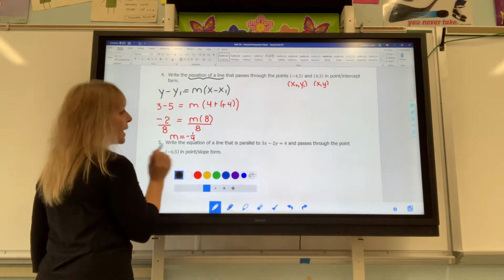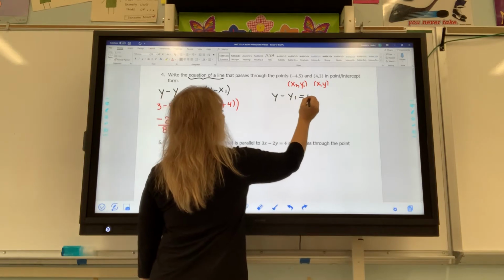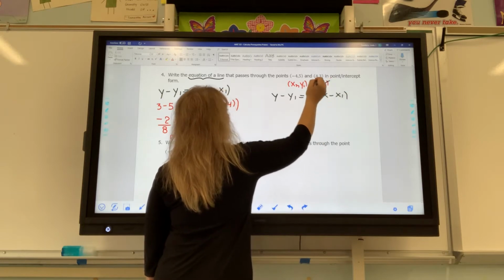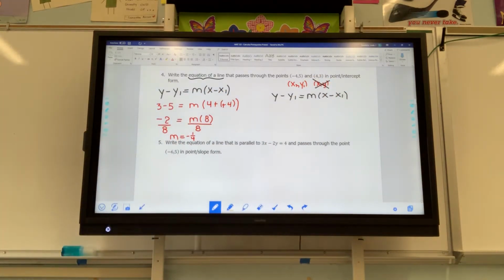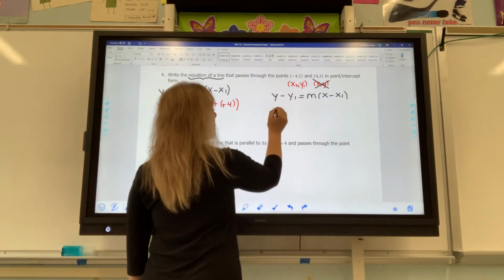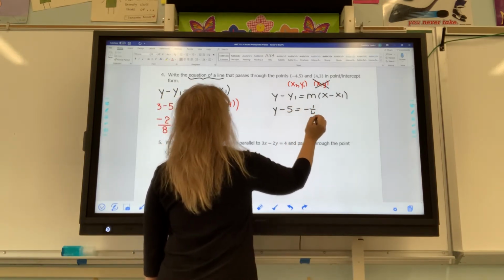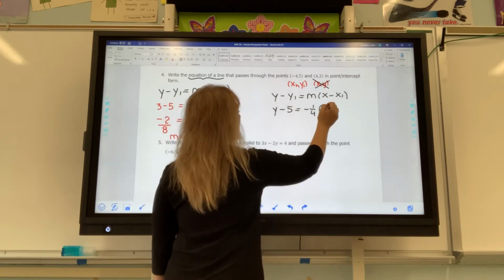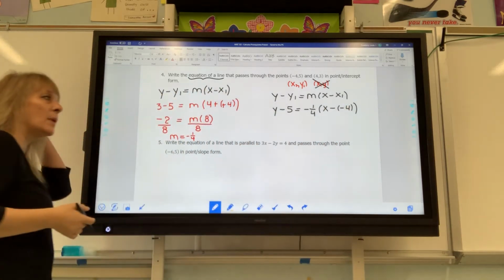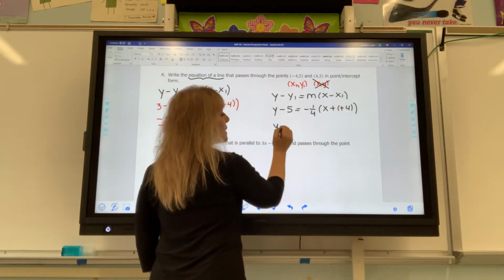So I'm going to go back to my black marker, and I now still have my y minus y1 equals m parentheses x minus x1. And this time you ignore the xy because you have the x1, y1, and you now have m. So when I fill this in, it is y minus 5 is equal to -1/4, and then parentheses x minus a -4. I will clean it up so that that double negative at the end becomes plus a positive, and then I will look to see what the question says.